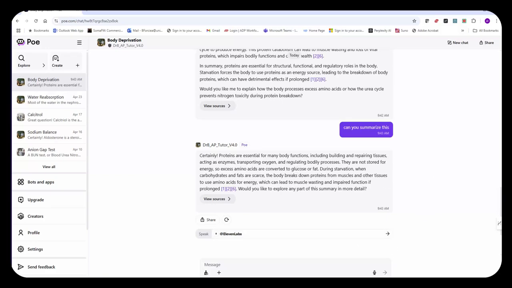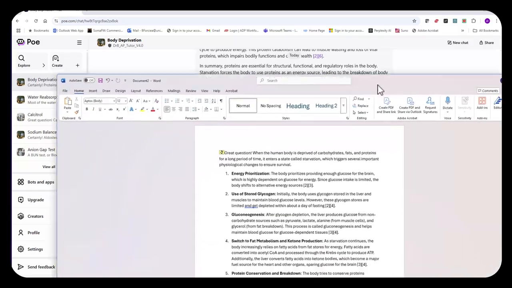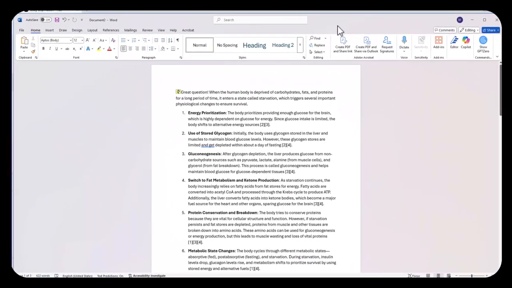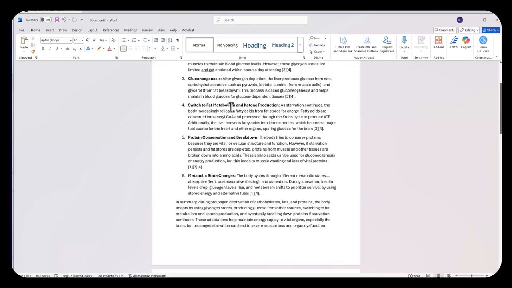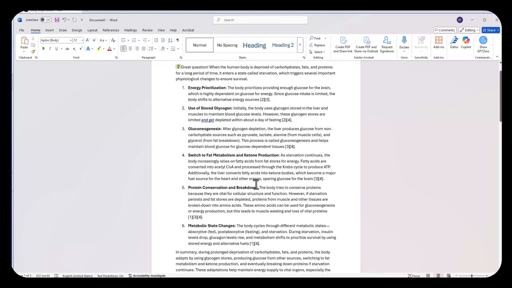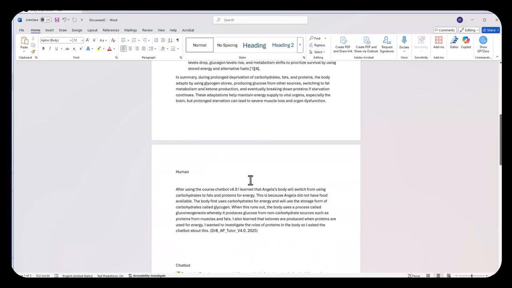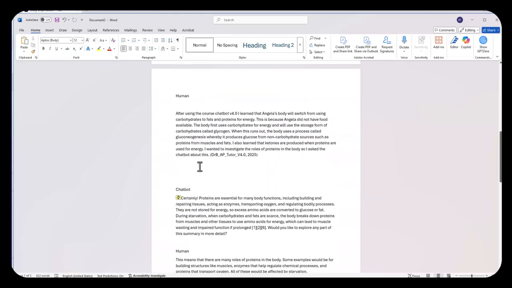Now, how do I use this information? So I'm going to pull over a Word document here. What I did was I copied and pasted the interaction into a Word doc so I could look at it and study it. So of course, I read through this and I read the summary. And now this is my interpretation of this, what I learned from the interaction.